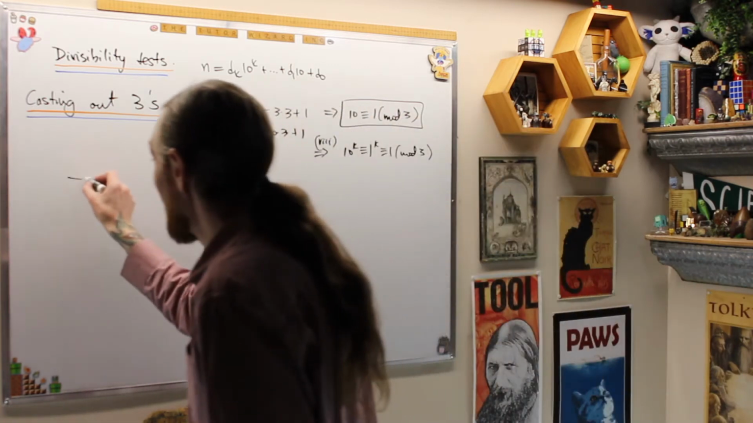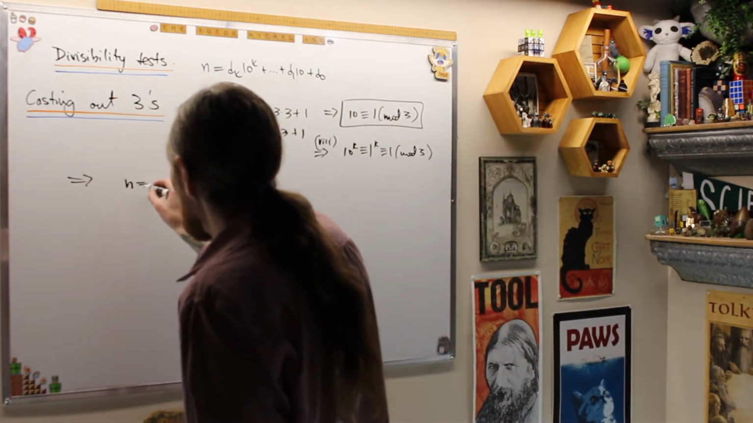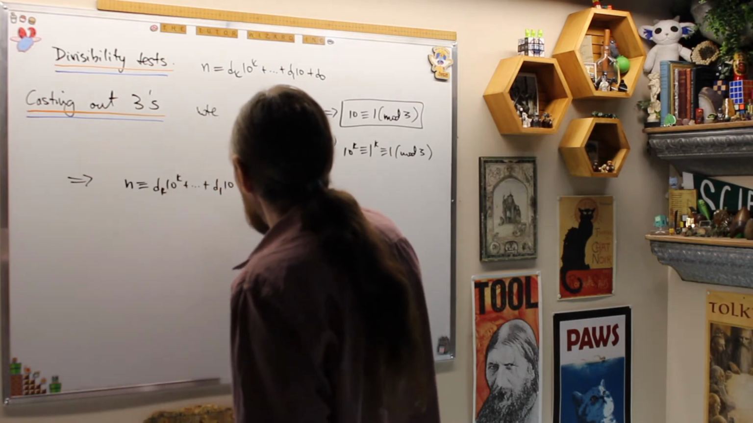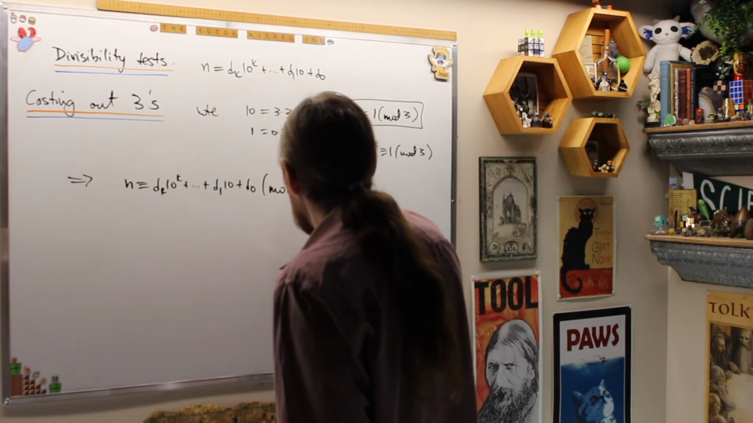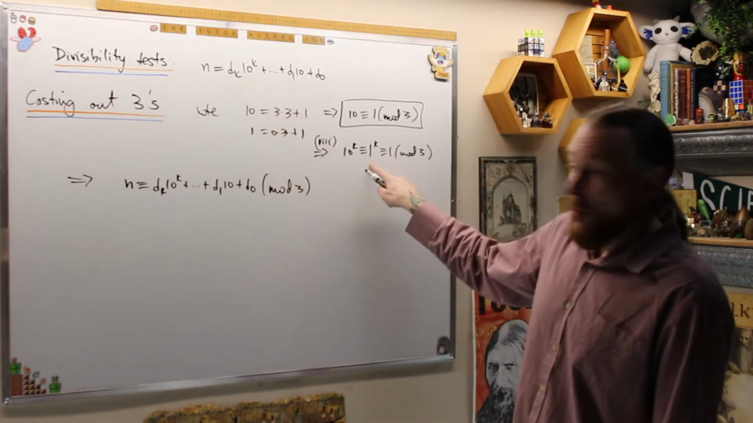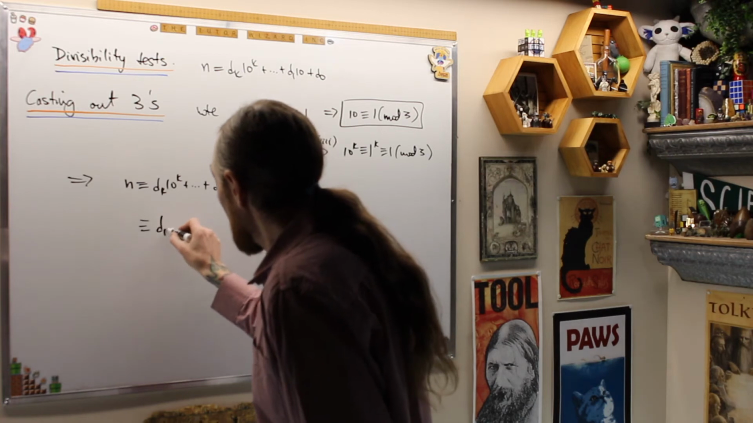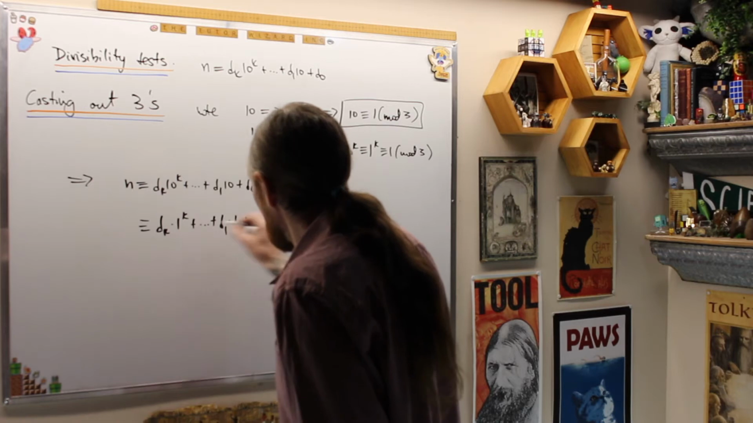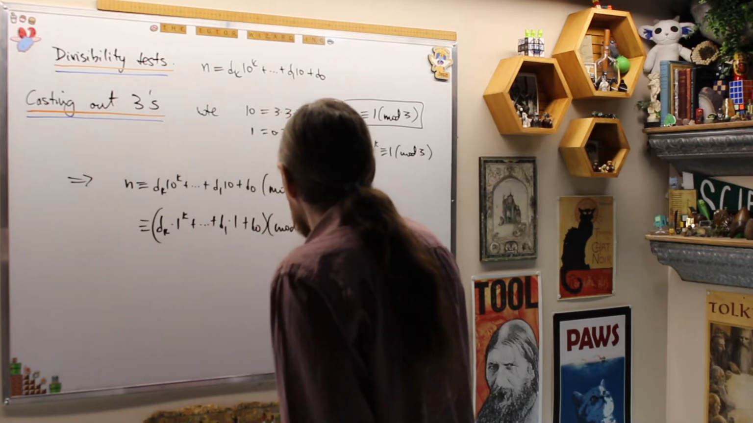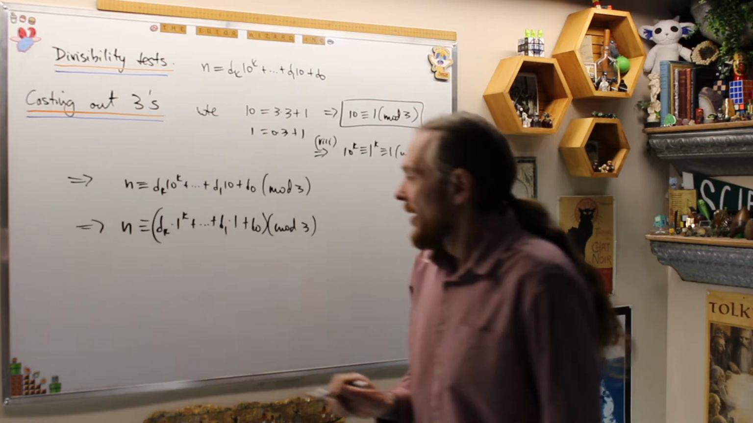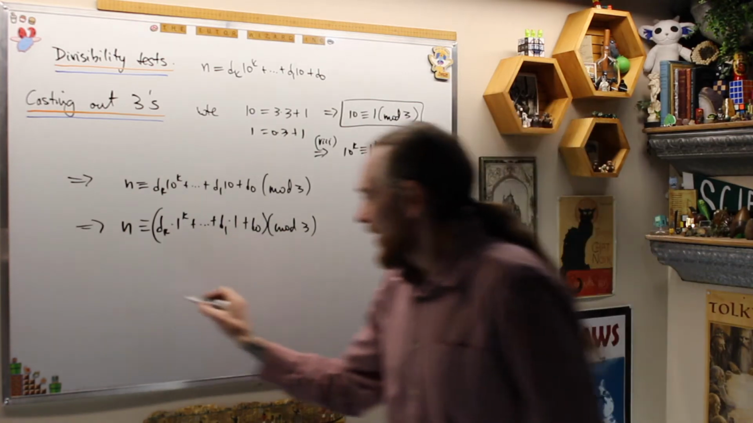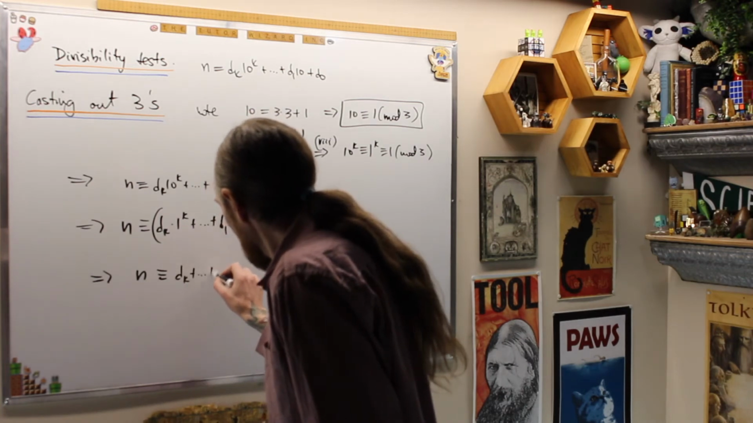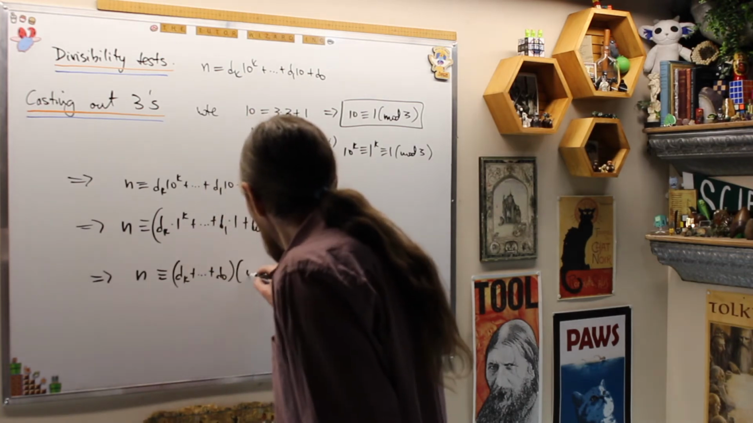What's that going to say for n? Therefore, n is congruent to dk 10 to the k plus dot dot dot plus d1 10 plus d0 modulo 3. But now I know that 10s can turn into 1s. So this is congruent to dk times 1 to the k plus dot dot dot plus d1 times 1 plus d0 mod 3. And because those 1s are gone, I don't have to write those anymore. What does that say? N is congruent to dk plus dot dot dot plus d0 mod 3.